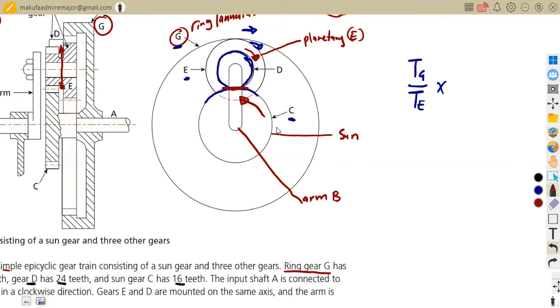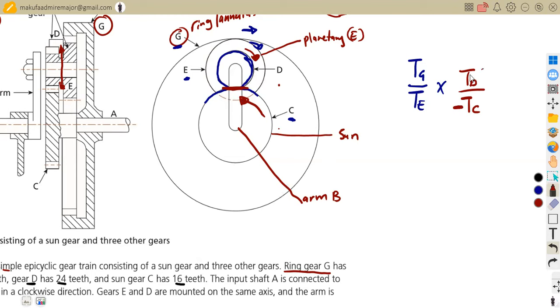So we are going to multiply TC over TD in this case. All right, sorry, the driven. So the one that is driven is D. So D is the one that is driven. So it's going to be TD over the driver. It's now the sun, which is TC. But TC is going anti-clockwise, so it's going to carry a negative.